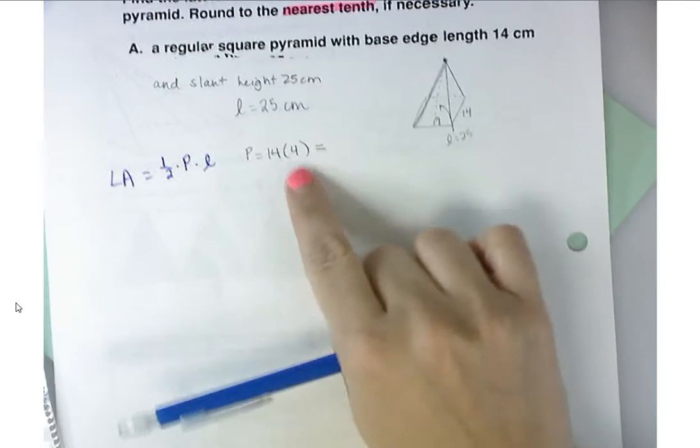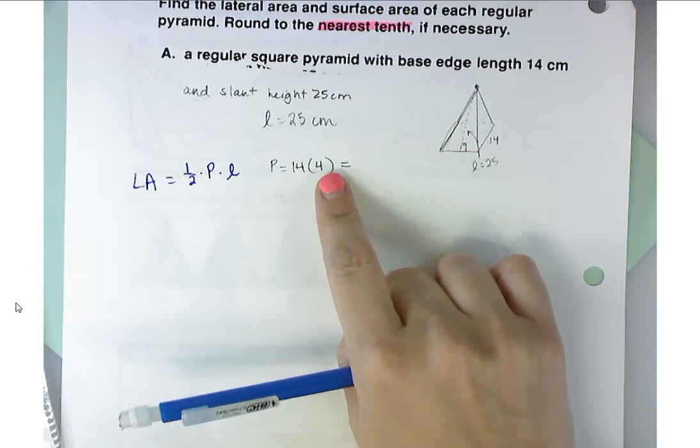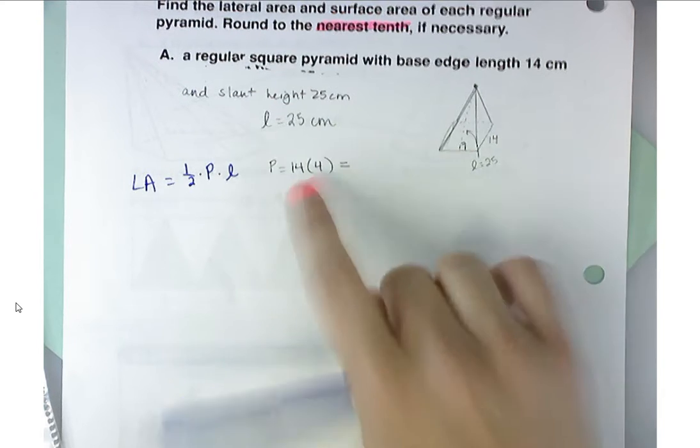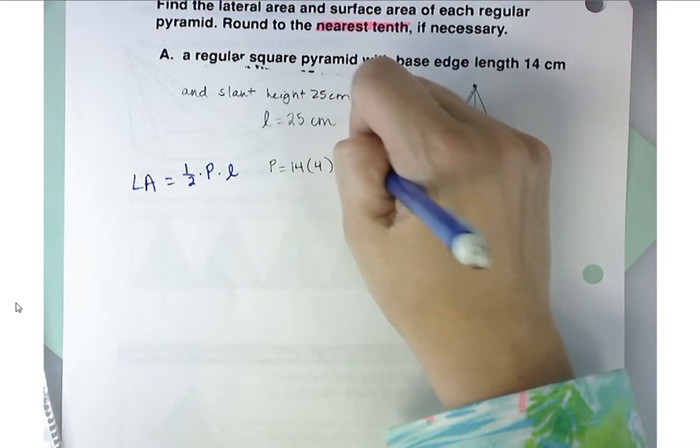Okay, ways that you can multiply without your calculator is you can multiply by whole numbers. So like if you do 10 times 4, what do you get? 40, and then 4 times 4 is 16. So if you just add 40 plus 16, you'll know that when you multiply, you get 56.